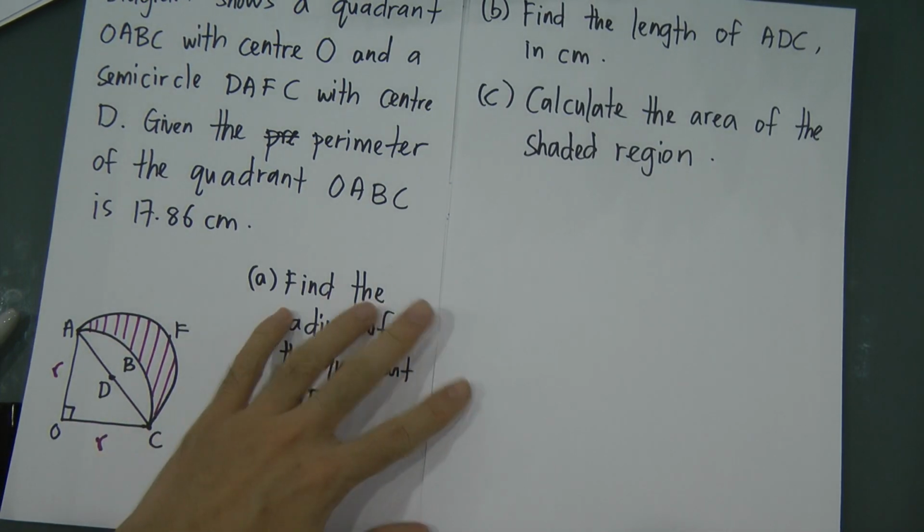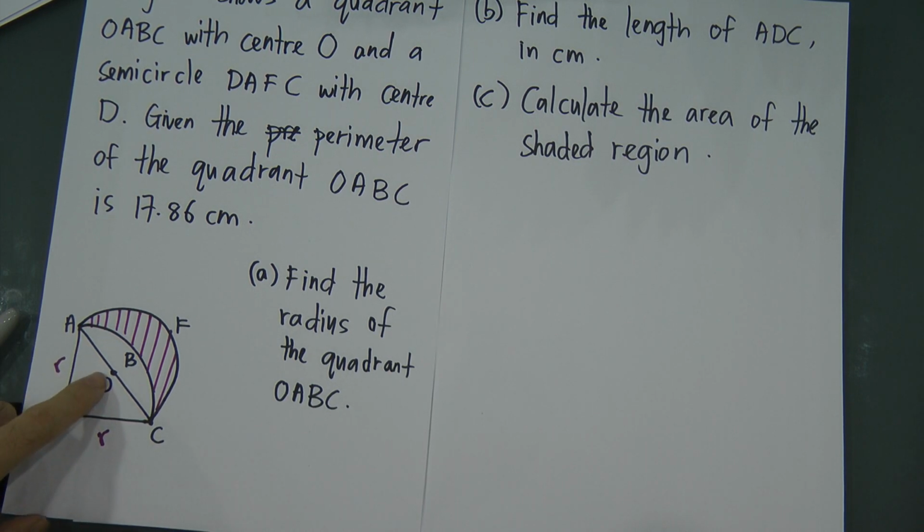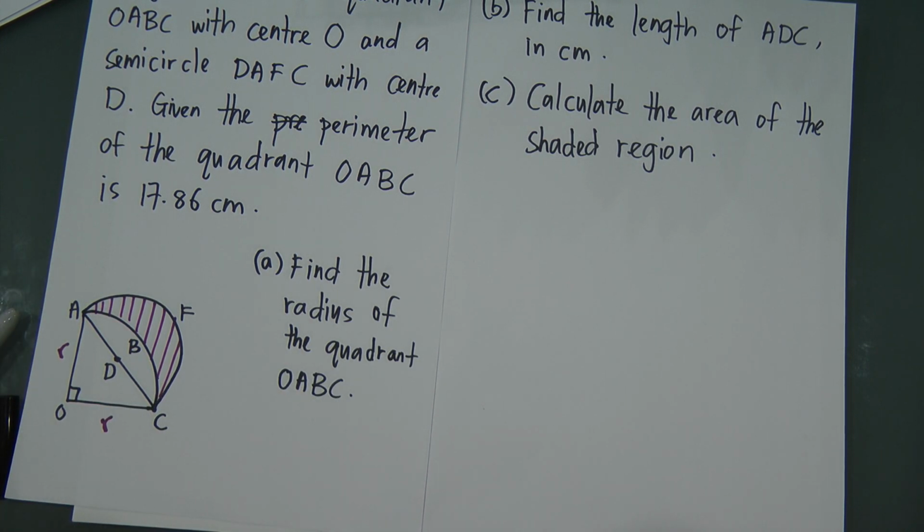And then last but not least is to calculate the area of the shaded region. He asked us to find the shaded region, which I already shaded in pink. I hope you can see it. In order to find the shaded region, this one will be a few more steps. We need to find the area of the triangle, and then the area of the semicircle, and also the area of the sector. Then we need to do some plus and minus.